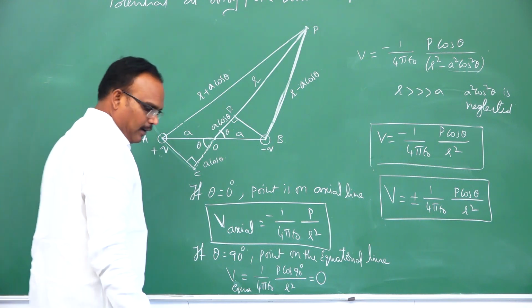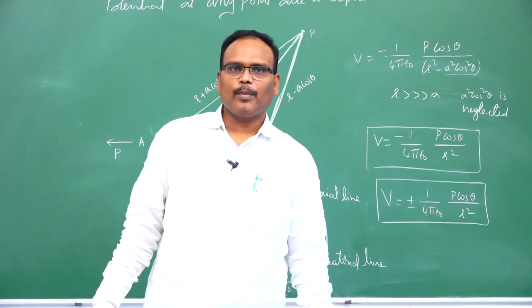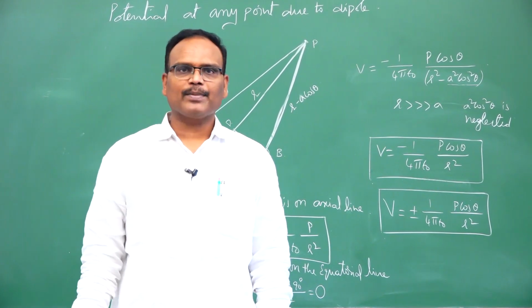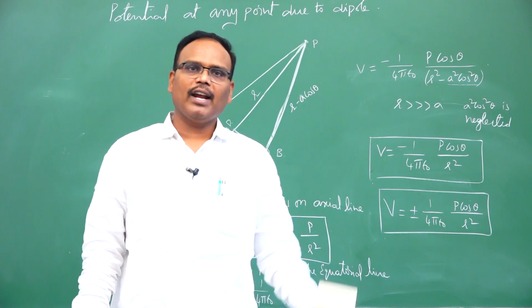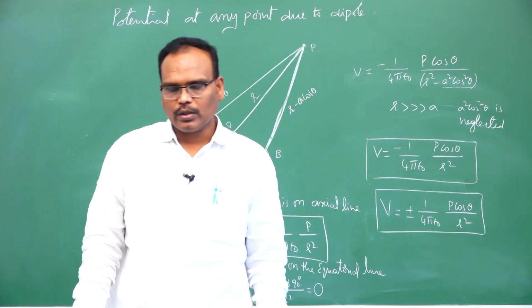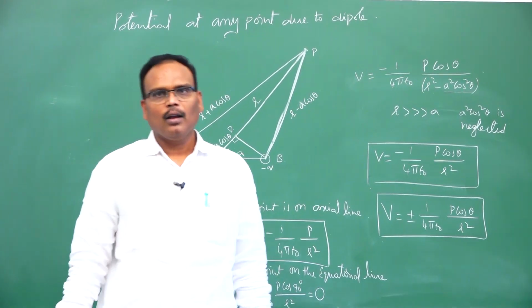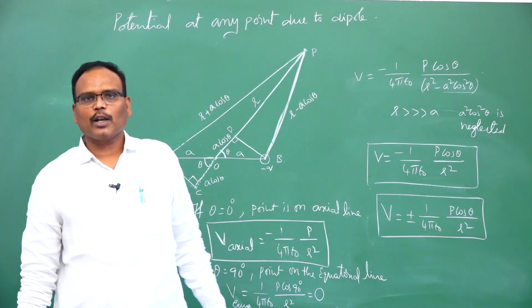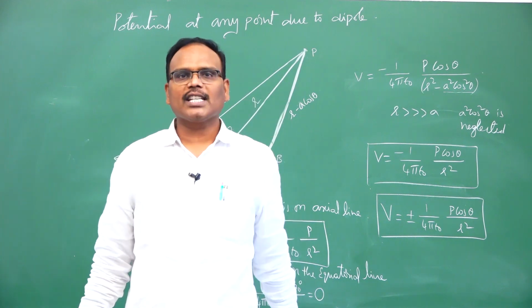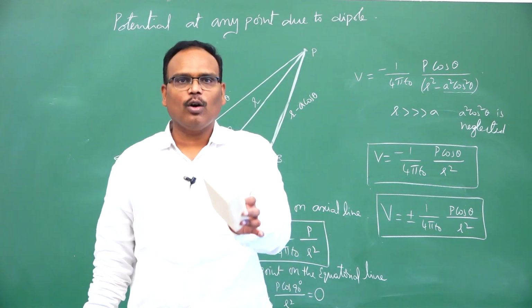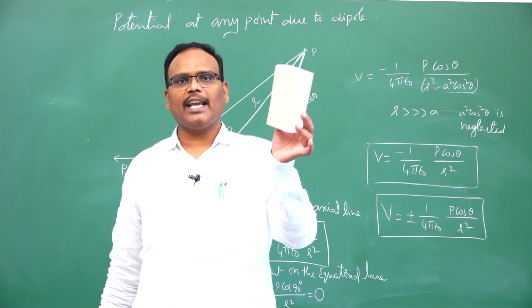Okay, expression for potential at any point due to a dipole is 1 by 4 pi epsilon naught P cos theta by R square. Here we have to be very careful where the point is. Point close to negative charge, negative potential. Point close to positive charge, positive potential. If the point is equidistant from both positive and negative charge, then potential is 0. That we have seen at any point along the equatorial line.